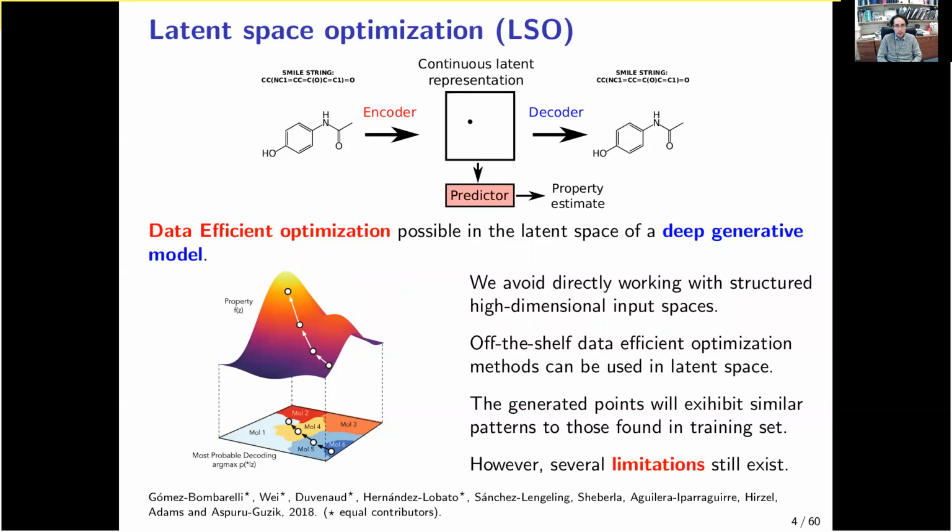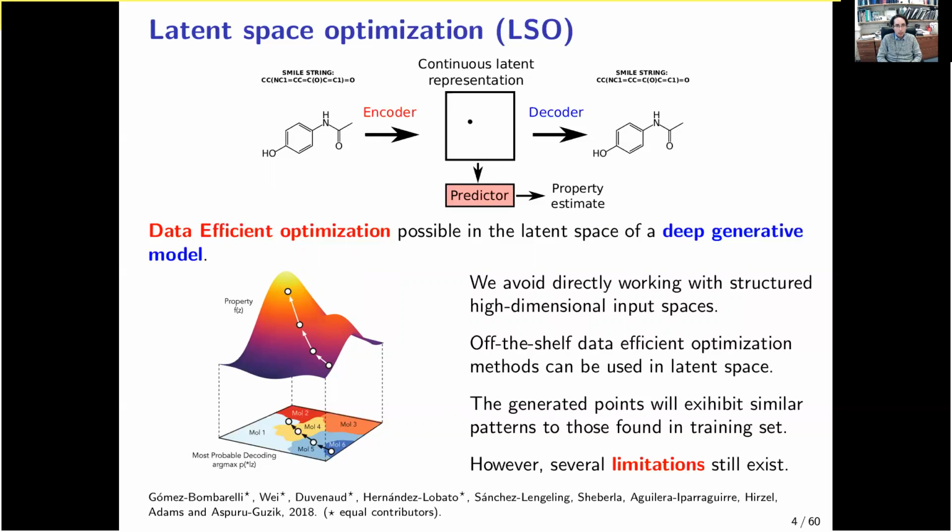Because we're using a generative model to decode points in latent space, the decoded points will exhibit similar properties and patterns to those molecules found in the training set. This means that our generated molecules are likely to be realistic and present similar properties as those of the existing ones.